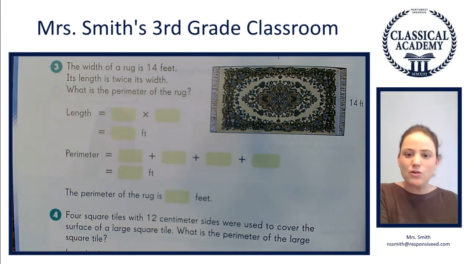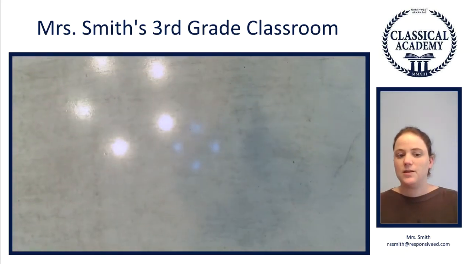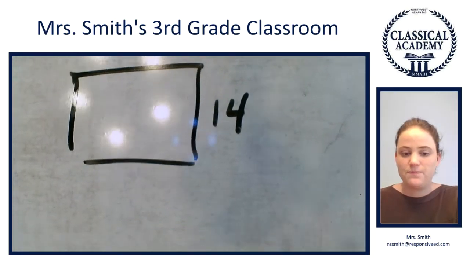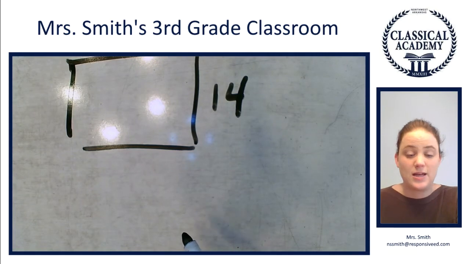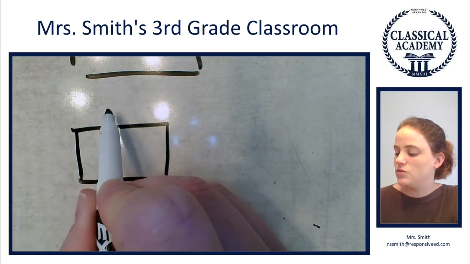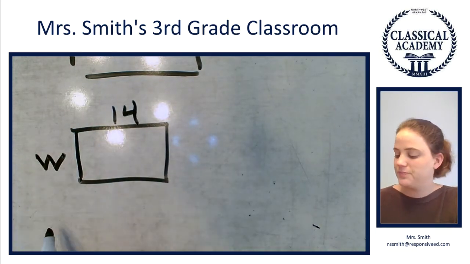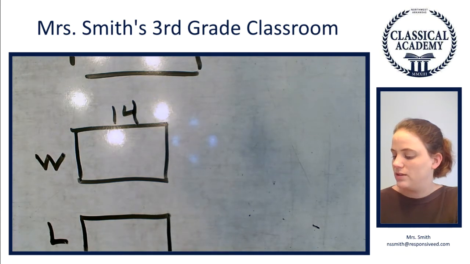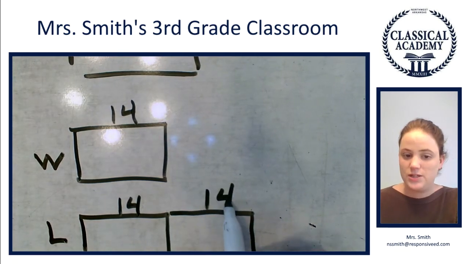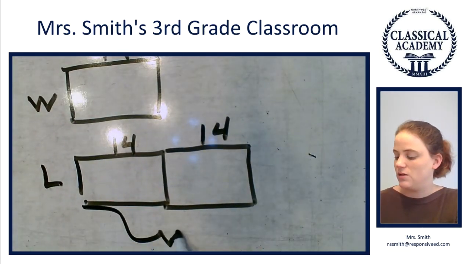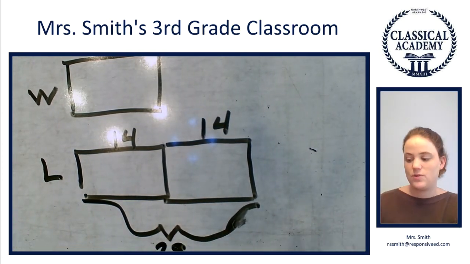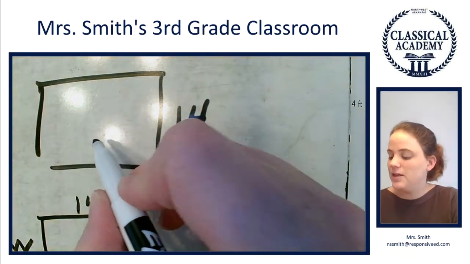Remember that word twice? How do I find twice something? So if we know its width is 14, its length is twice that, right? You could almost do a bar model for that. So width is 14, and length is 2 widths. We make it the same, 14 and 14. So the whole thing is going to equal 28, right? So its length on the bottom is 28.